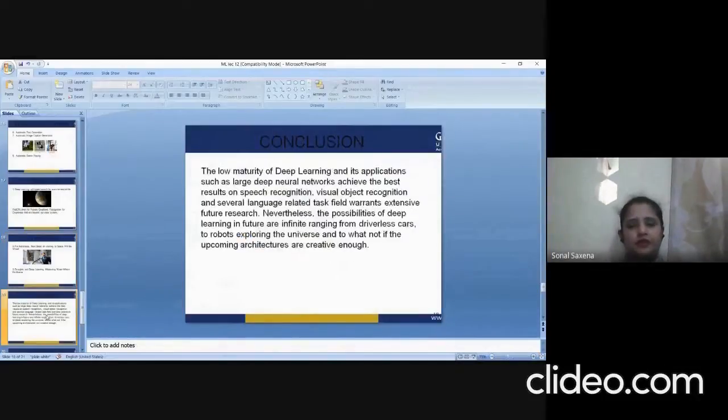So here we reach the conclusion part, which says the low maturity of deep learning and its applications, such as large deep neural networks, achieve the best results on speech recognition, visual object recognition, and several language-related task fields, warrants extensive future research. Nevertheless, the possibilities of deep learning in future are infinite, ranging from driverless cars to robots exploring the universe and to what not, if the upcoming architectures are creative enough.